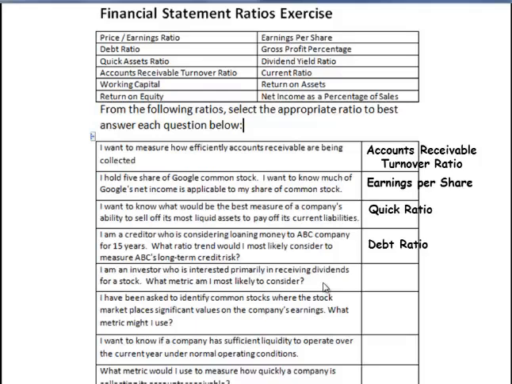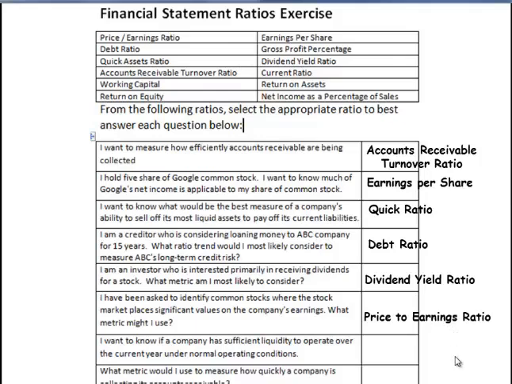So I want to basically invest in the stock that'll give me the most bang for my buck with dividends, and I would measure that utilizing the dividend yield ratio. Okay, the next one. I have been asked to identify common stocks where the stock market places significant values on the company's earnings. What metric must I use? And that's basically the metric from two slides ago, and that would be our price to earnings ratio.